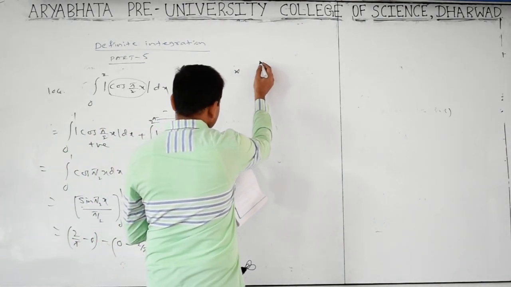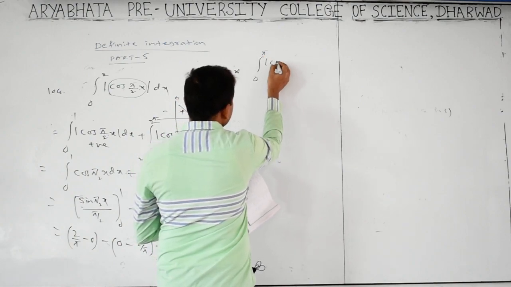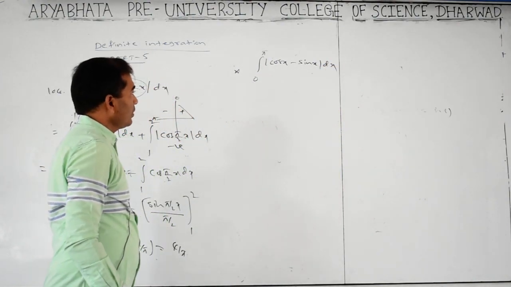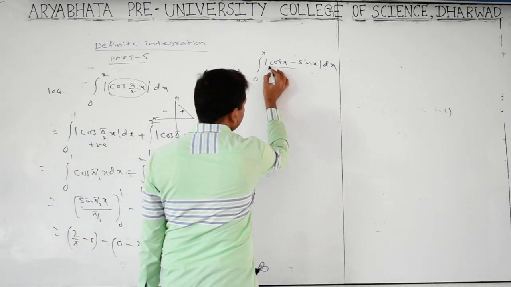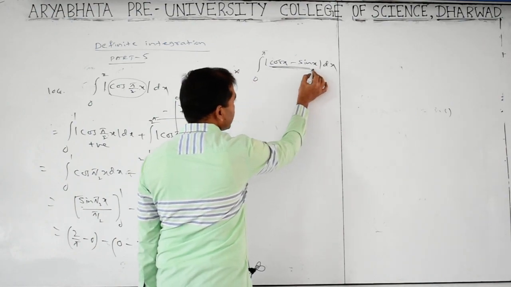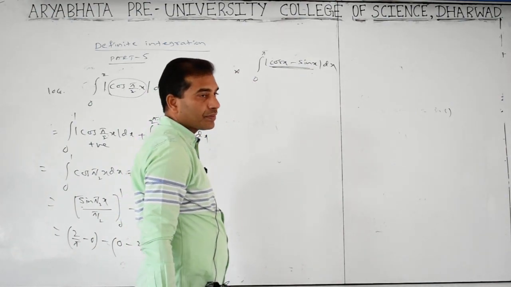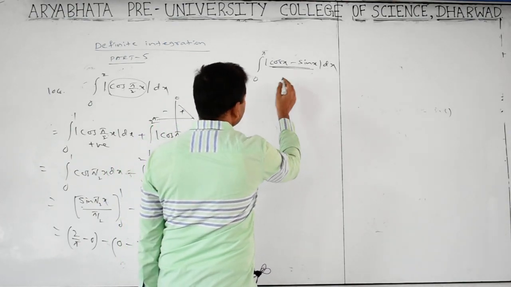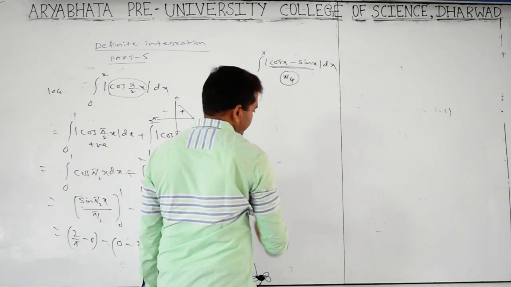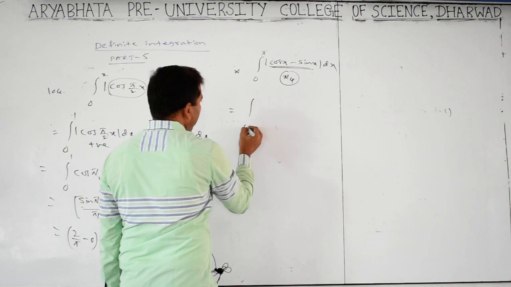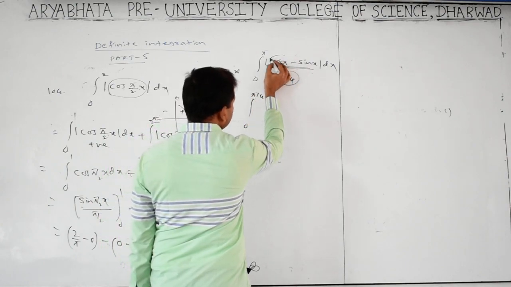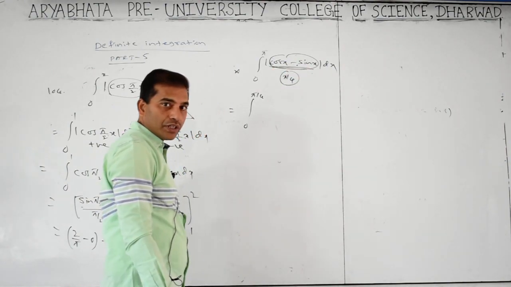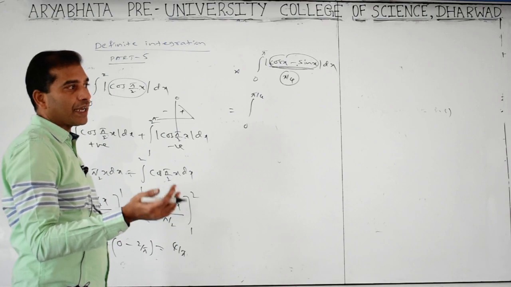Next question is integration of 0 to pi of mod of cos x minus sin x dx. So here we should eliminate the mod. At what point is cos x minus sin x positive and negative? We should observe both. Cos and sin are equal when x is pi by 4, so pi by 4 is the turning point. When this value becomes 0, you get this point: cos x equal to sin x when x is equal to 45 degrees.